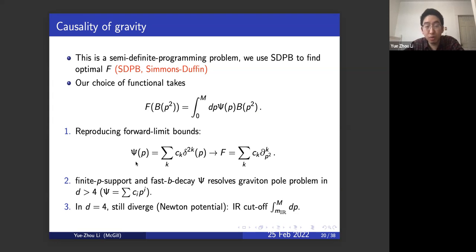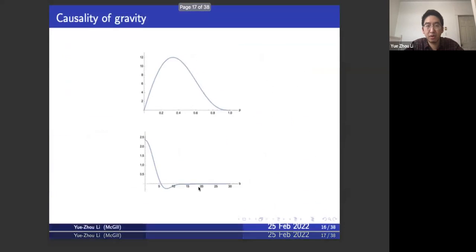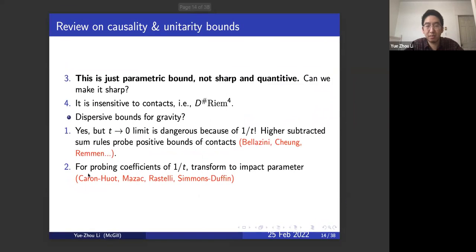It basically means that we have to consider this wave function to be a linear combination of a bunch of delta functions and derivatives of delta functions. So if we use this wave function, our functional is actually a linear combination of derivatives, a linear combination of expansions around the forward limit. And if we consider a finite-p support and fast p decay wave function, that actually resolves the graviton pole problem in higher dimensions. I forgot to cite here, but it's basically done in this paper.